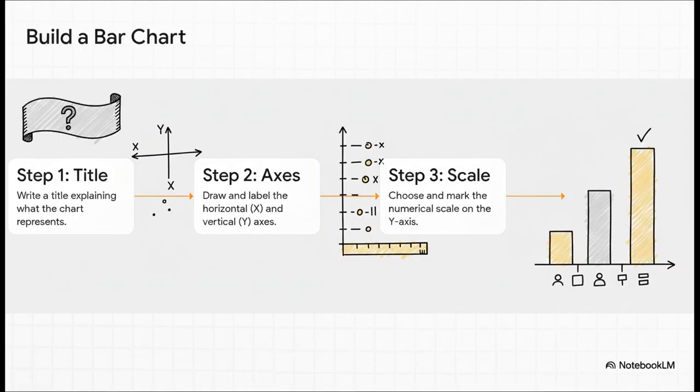And building one is just as straightforward. You give it a title, draw your x and y axis, and then, and this part is super important, you pick a scale for that y-axis. Like, are you counting by 2s, 5s, 10s? You have to be consistent. Then you just draw your bars, making sure they're all the same width, and stretch them up to the right number on your scale.